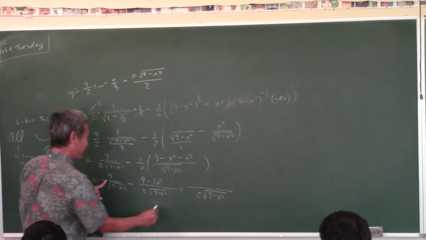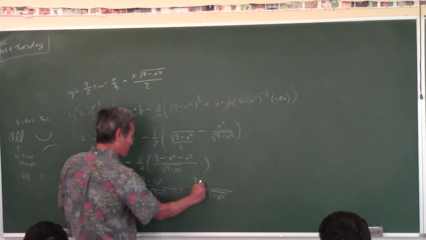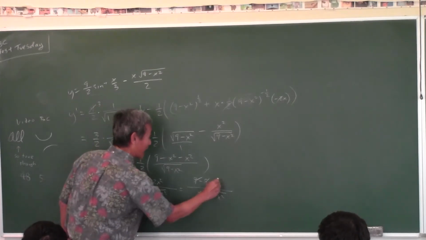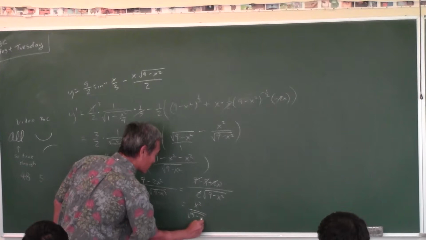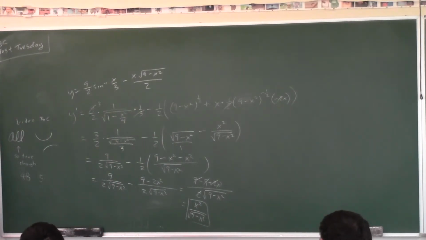What goes on the top? 9. Don't forget this minus sign has to be distributed over here. Minus 9 plus 2x squared. Cancel, cancel, cancel, cancel. X squared over root 9 minus x squared. Oh, hey, that looks like a problem Mr. Park would make. Why doesn't it even look nice?